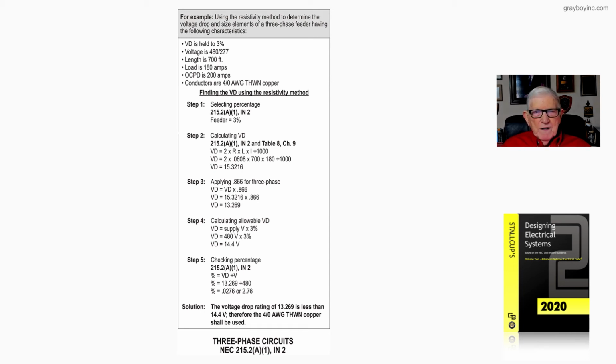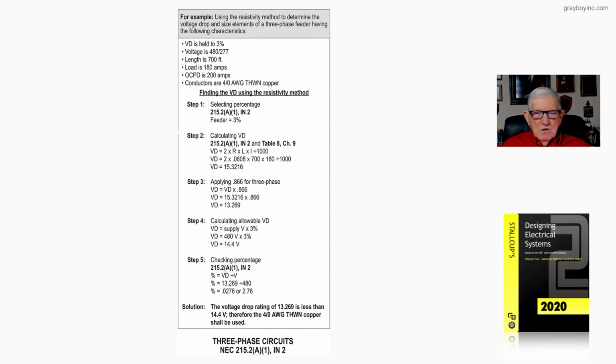We take the 480 times 3%, we need to hold to 14.4. Step 5, verifying and checking the percentage, 215.2(A)(1), informational note 2, the voltage drop divided by the voltage. So we take 13.269 divided by 480 volt, phase to phase now. And we come up with 0.0276, which is 2.76%. We're below the 3%.